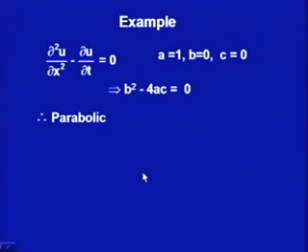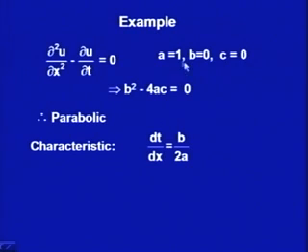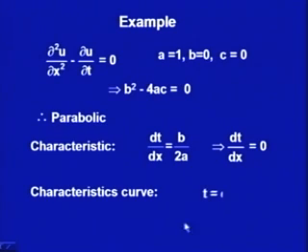Now, what will be the characteristic? The characteristic we are getting is given by b upon 2a, because b square minus 4ac is 0. So, b is 0 actually here, and what I would get is dt by dx is equal to 0. So, what will be the characteristic curve? The characteristic curve would be that t is a constant. So, this is the only single characteristic we are getting. This is a parabolic equation. Let us do one more example.